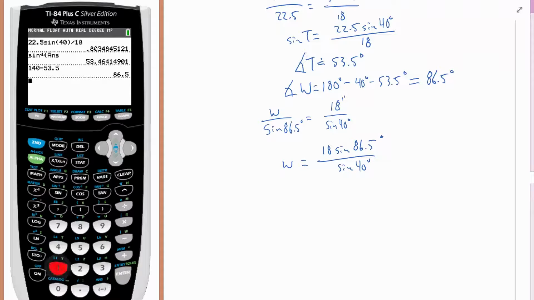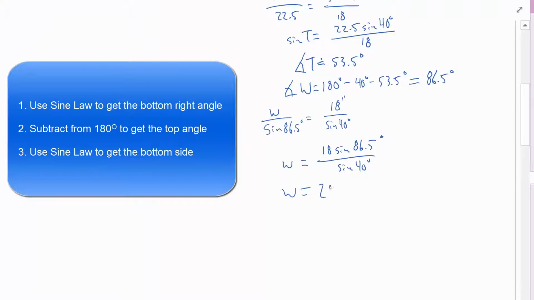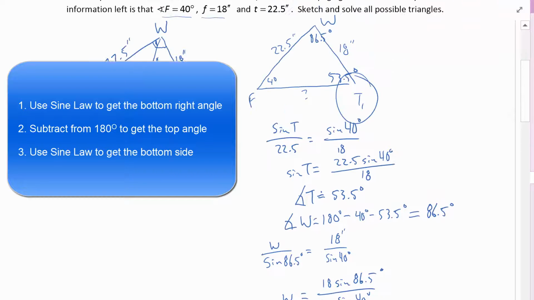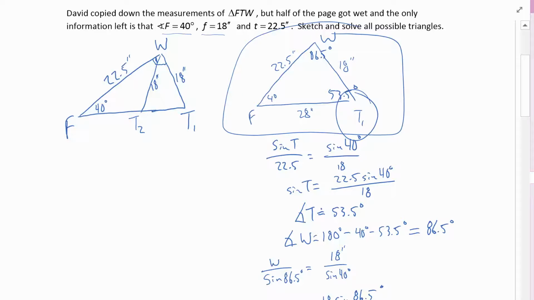Grab my calculator. 18 sine 86.5, close the brackets, divided by sine 40. 27.95. That gives me then approximately 28 inches. So I've got this triangle solved, no more question mark, 28 inches. This possible triangle, done. Let's look at the other possible triangle, the skinnier triangle.